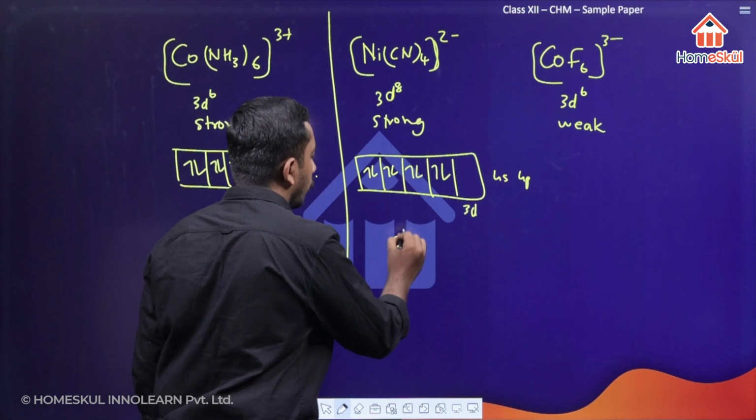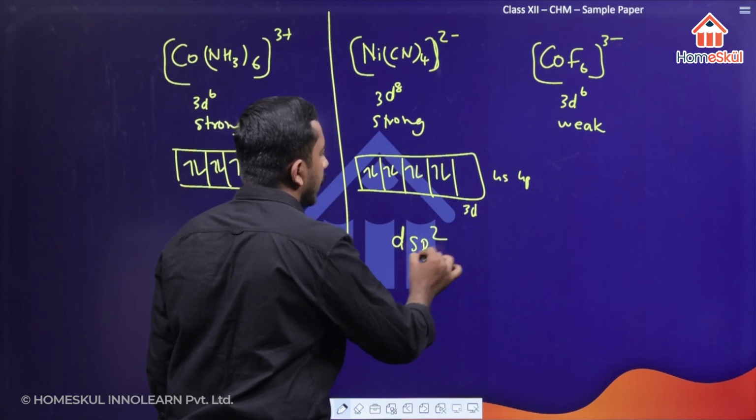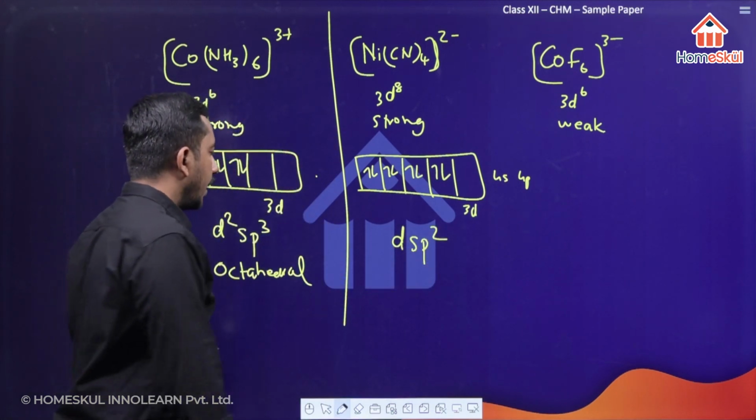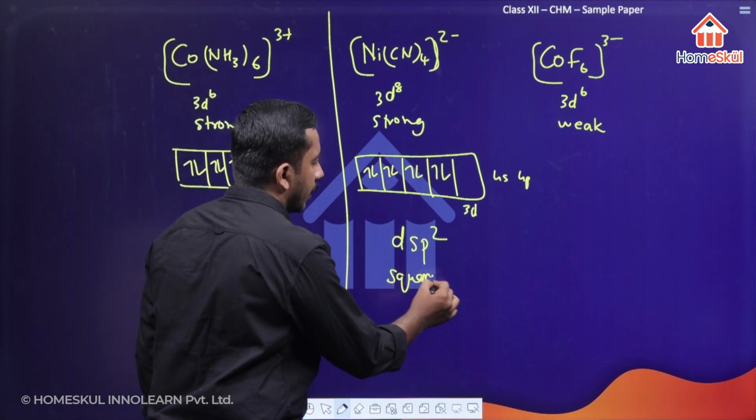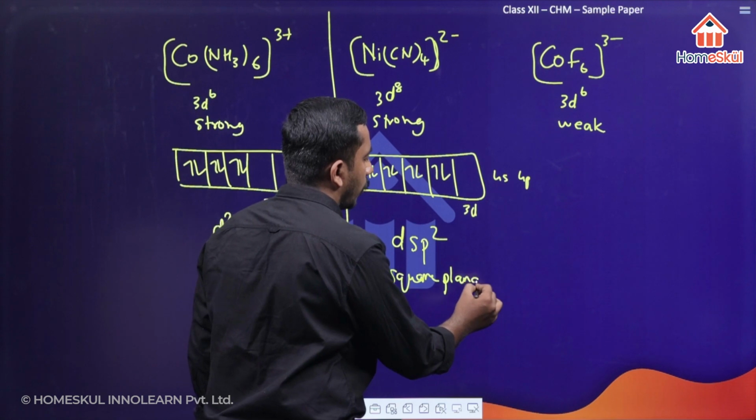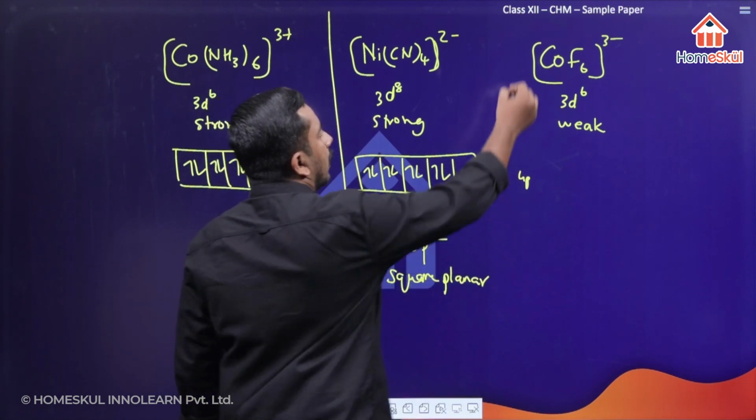So the hybridization is going to be dsp2 hybridization. Since the hybridization is dsp2, the geometry of the compound will be square planar. It will be of square planar geometry.